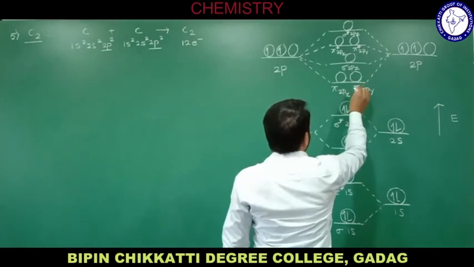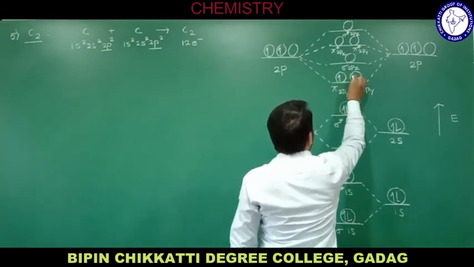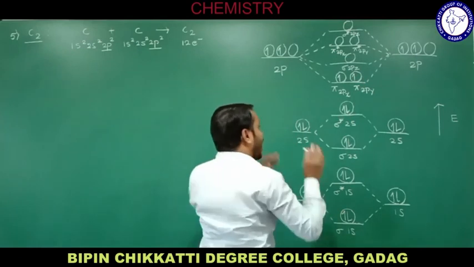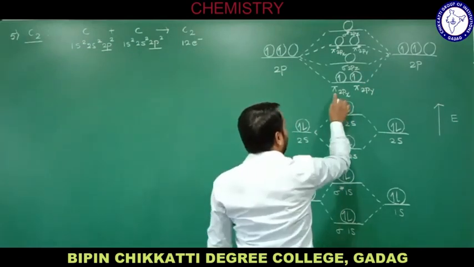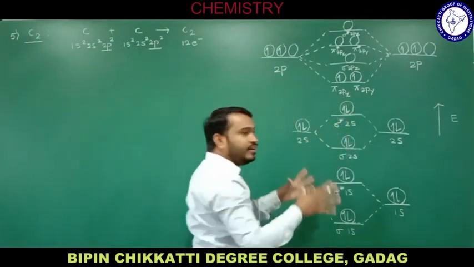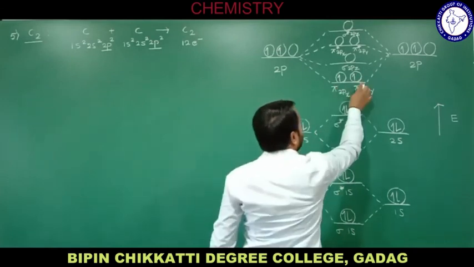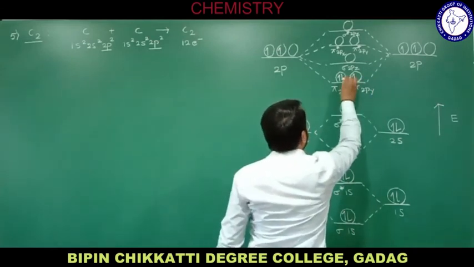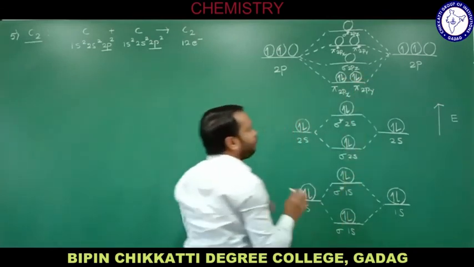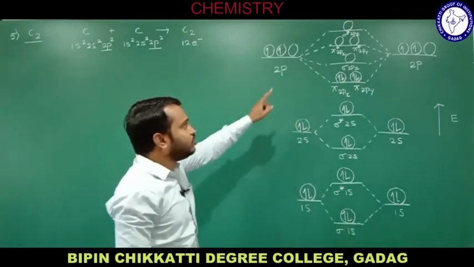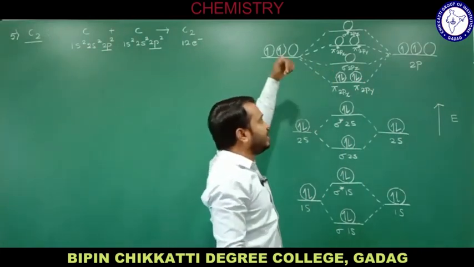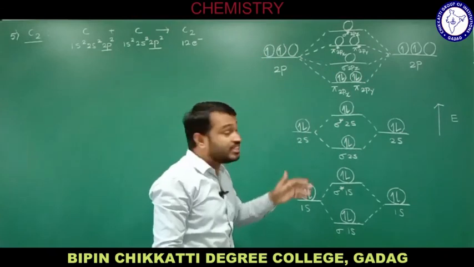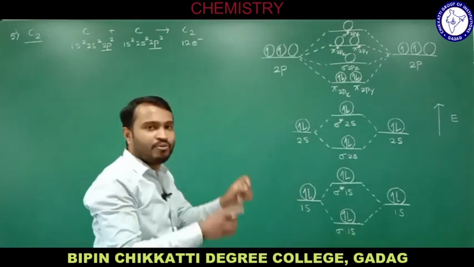Out of those, 1 and 2 I am going to fill here. As we know, the energy of pi x and pi y are identical, therefore 1 and 1 I am going to fill. 2 more electrons we have, and those 2 more electrons I am going to fill in this case. There are no electrons in sigma 2pz and any anti-bonding molecular orbitals. That is the energy level diagram of C2.